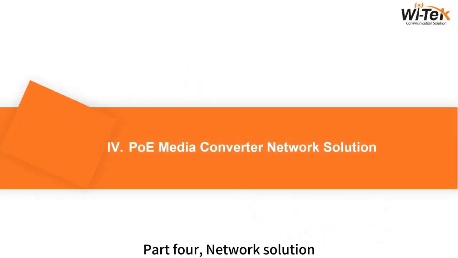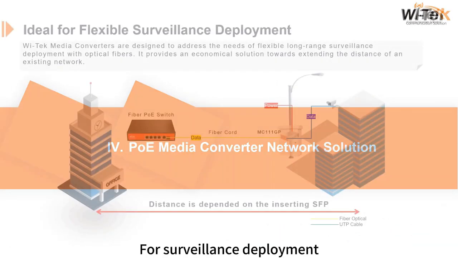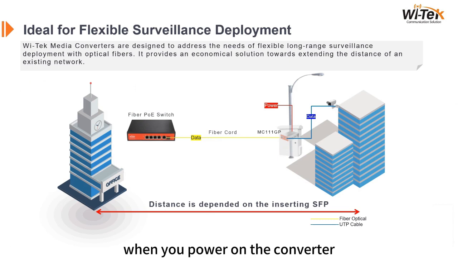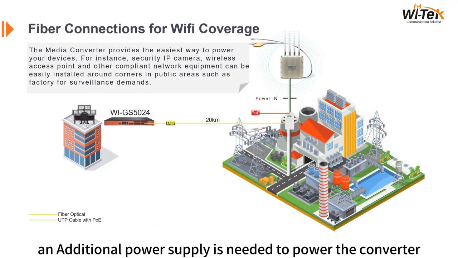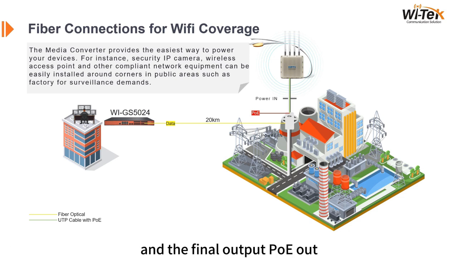Part 4, Network Solution. For surveillance deployment, when you power on the converter, PoE port power on the camera, fiber optics are used only to transmit data. For the Wi-Fi coverage project, an additional power supply is needed to power the converter, and the final output PoE out. The uplink port is fiber, downlink port is connected to AP.